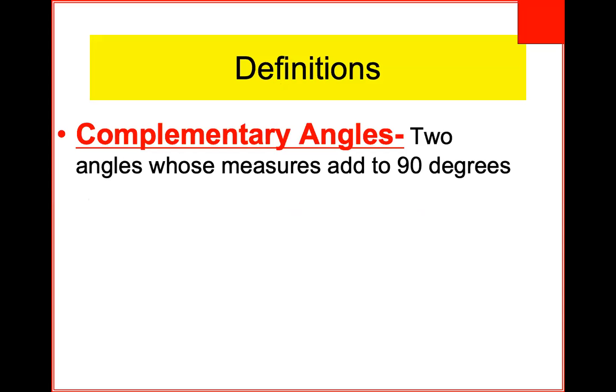We'll see. All right, in your book of truth, not on the sheet of paper in front of you, in your book of truth. The first type of special pair of angles is called complementary angles.